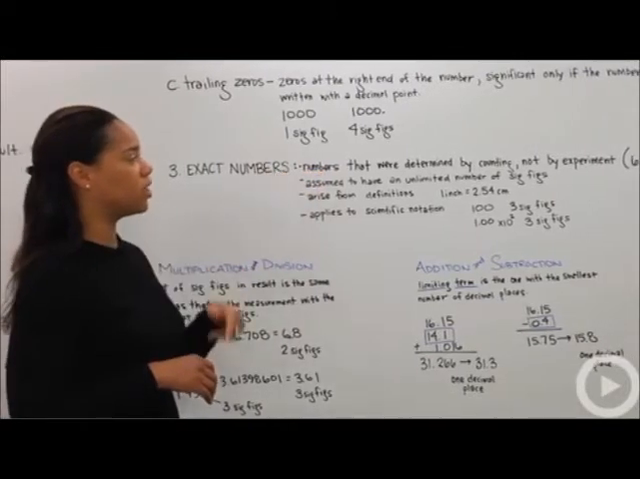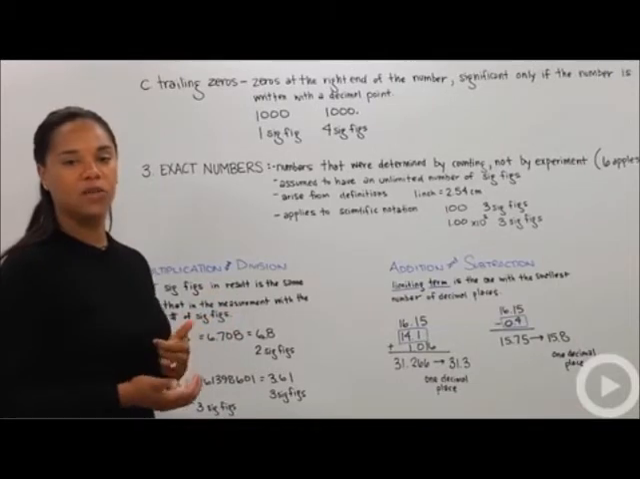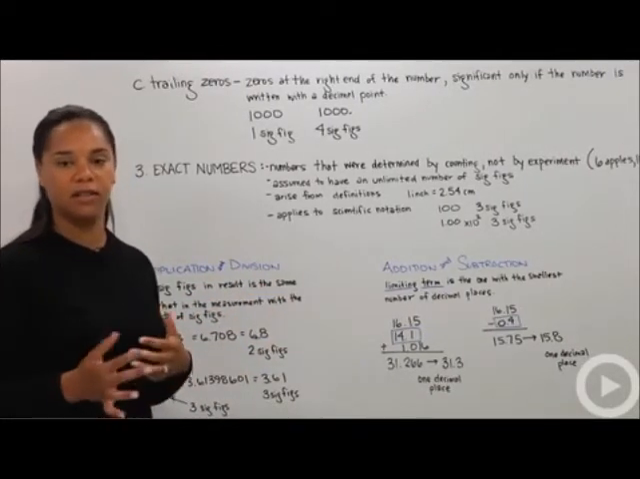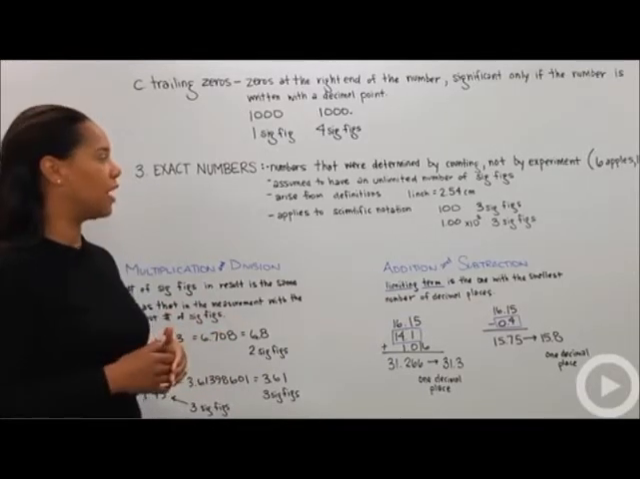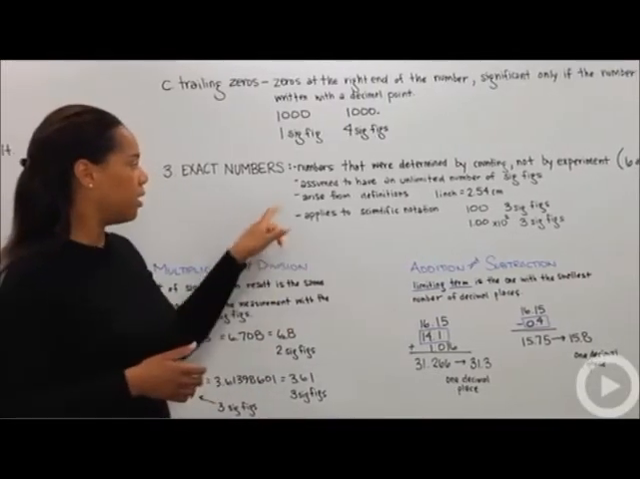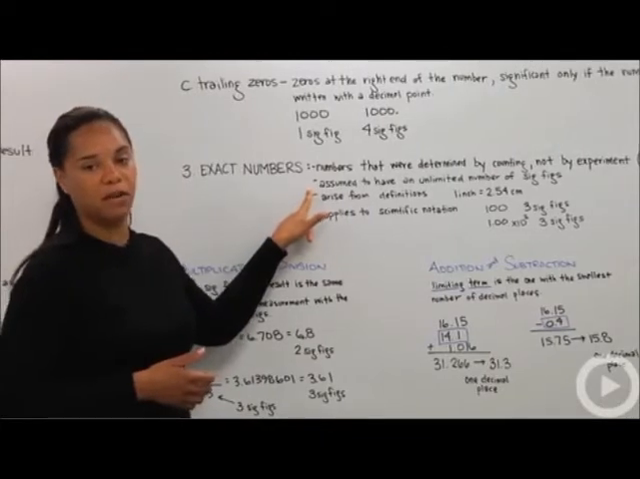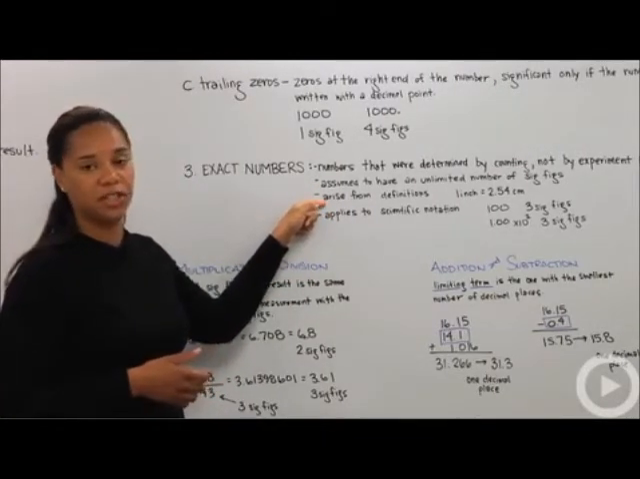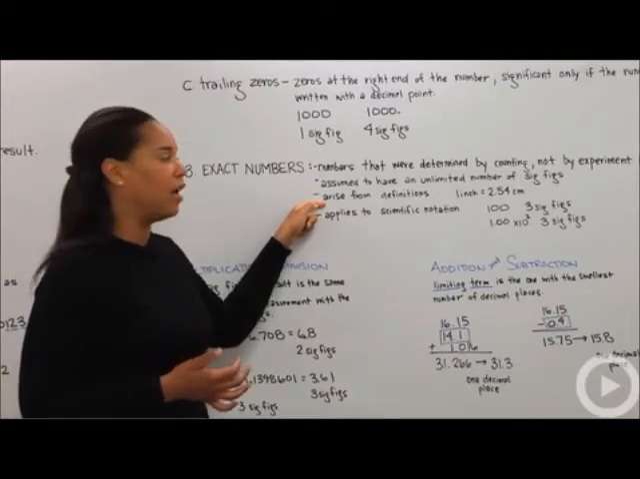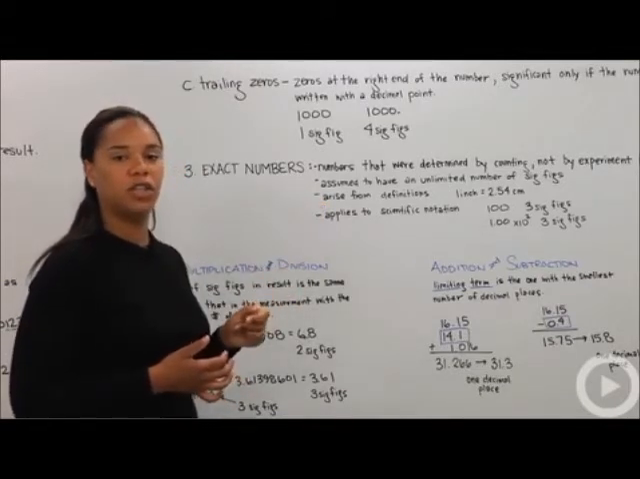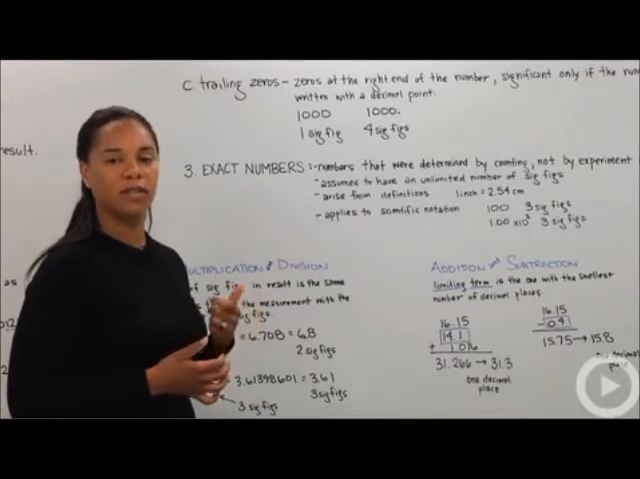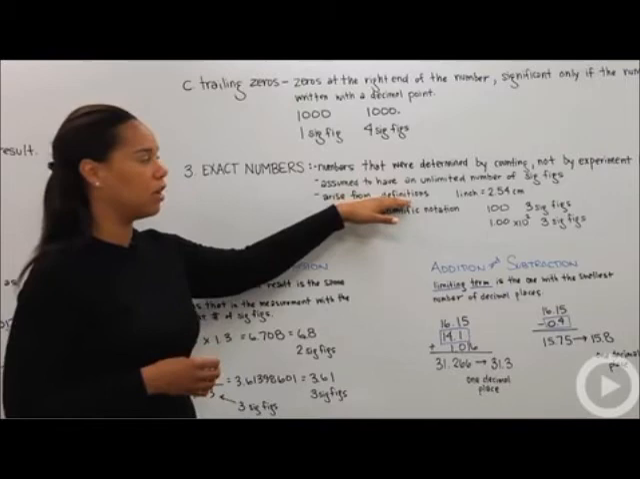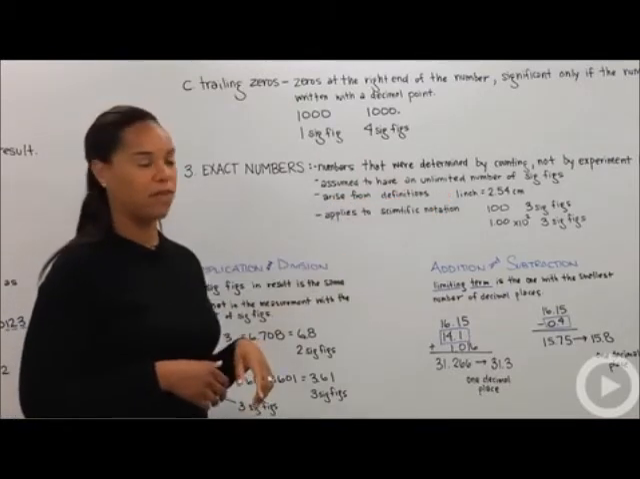These are numbers that were determined by counting and not by doing an experimental procedure. For instance, if you had 6 apples or 10 pens or something of that nature, those are just the number that they are. So they're assumed to have an unlimited number of significant figures. These numbers can also arise from definitions. For instance, if you're doing a calculation and you're saying that 1 inch is equal to 2.54 centimeters, your final result will not be limited by either of those values.